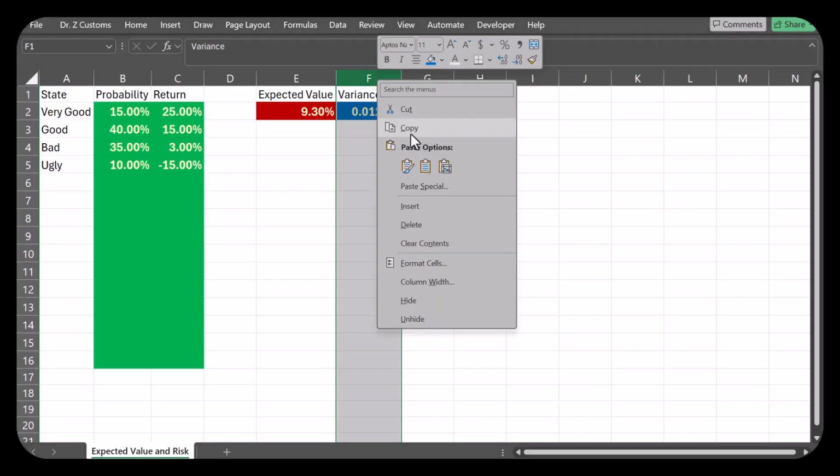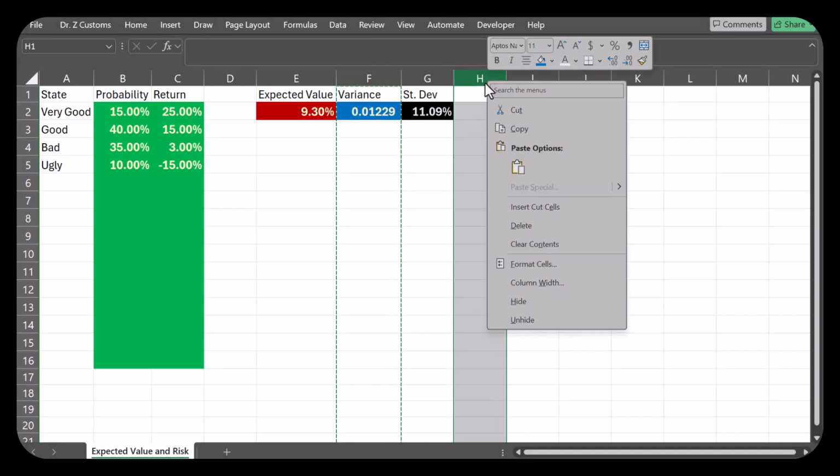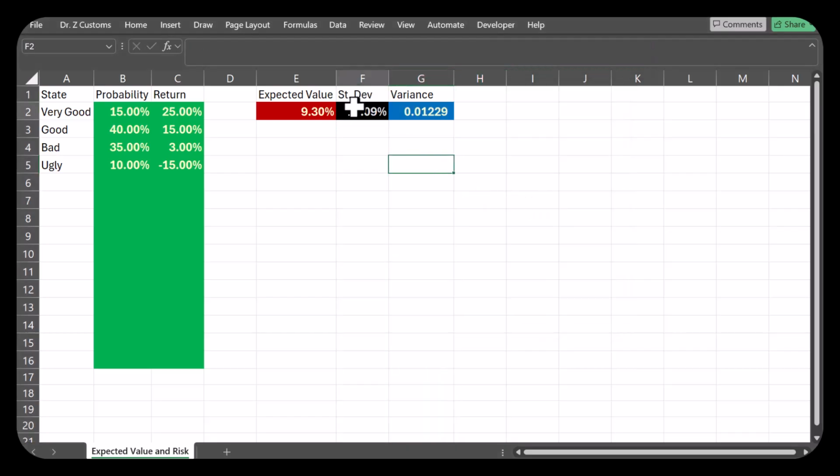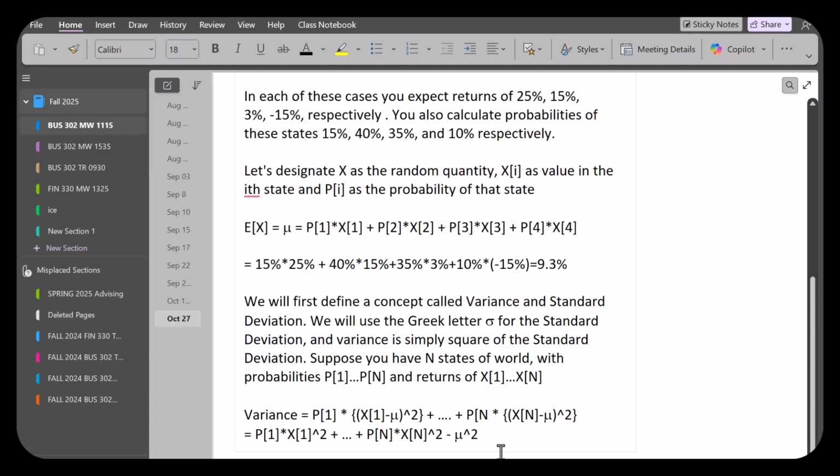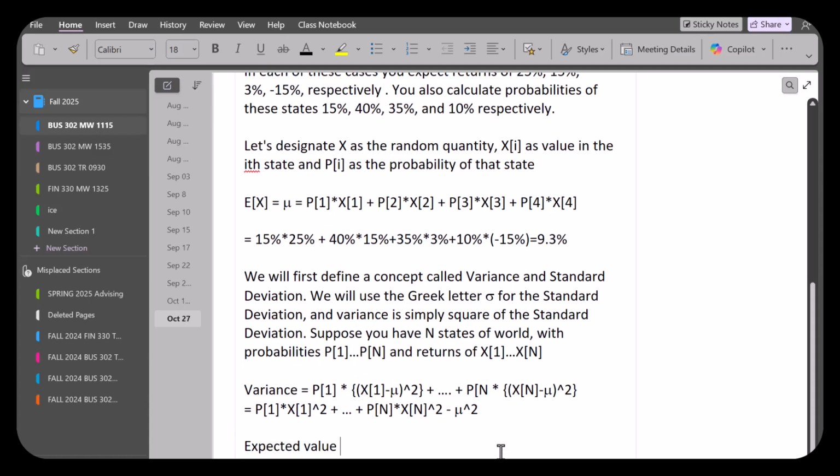In fact, I can even change their locations. Cut, insert, cut cells. Because I'm not directly interested in variance itself, we're interested in standard deviation. And I'm going to reduce this to mean. That's another name. Let me make a note of that. It's sometimes called the mean of the distribution.